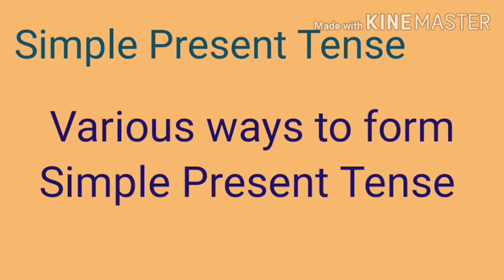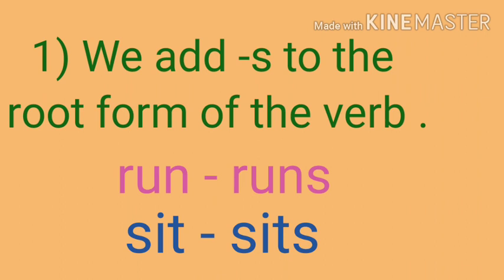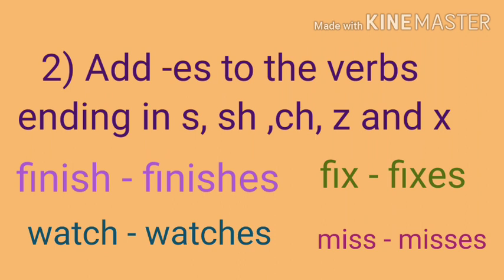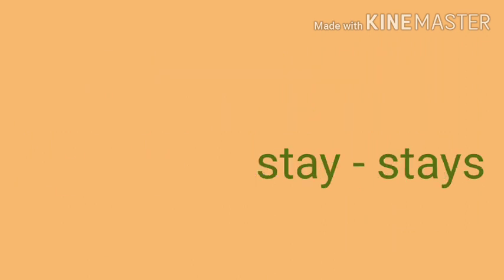We use the root form of the verb as simple present tense. We add s to the root form of most of the verbs. Example: run, runs. Sit, sits. Next one, add es to the verbs ending in s, sh, ch, z and x. Examples: finish, finishes, fix, fixes, watch, watches, miss, misses.